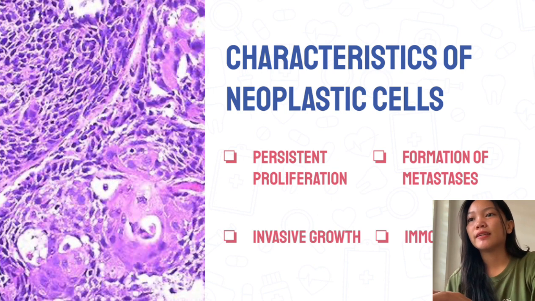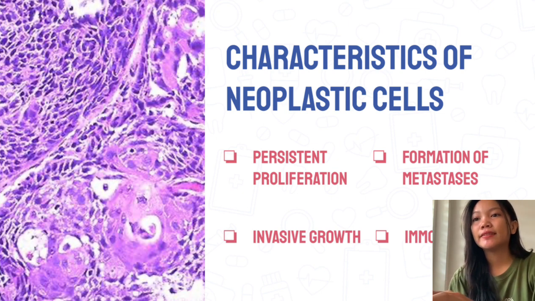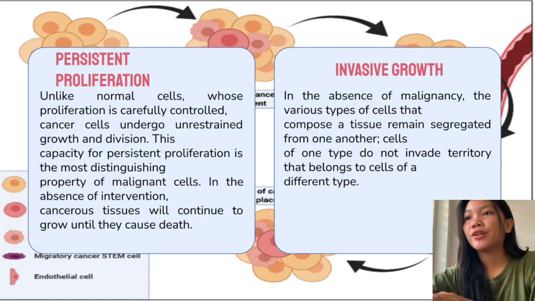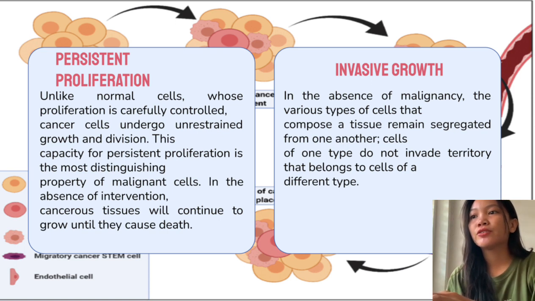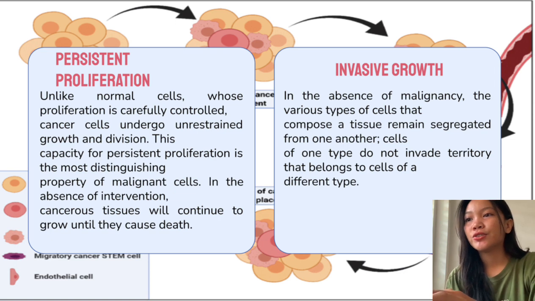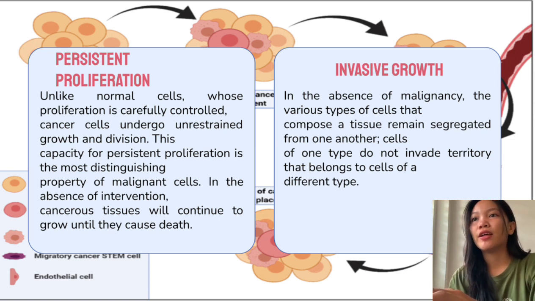Characteristics of neoplastic cells. First is the persistent proliferation, invasive growth, formation of metastases, and immortality. Persistent proliferation. Unlike normal cells, whose proliferation is carefully controlled, cancer cells undergo unrestrained growth and division. This capacity for persistent proliferation is the most distinguishing property of malignant cells. In the absence of intervention, cancerous tissues will continue to grow until they cause death.